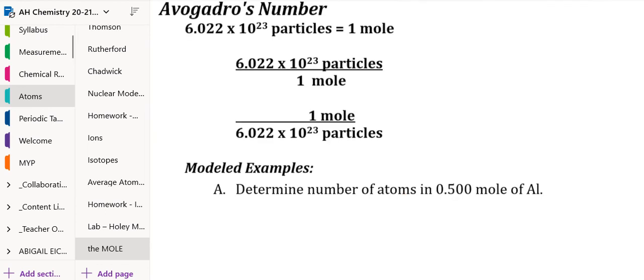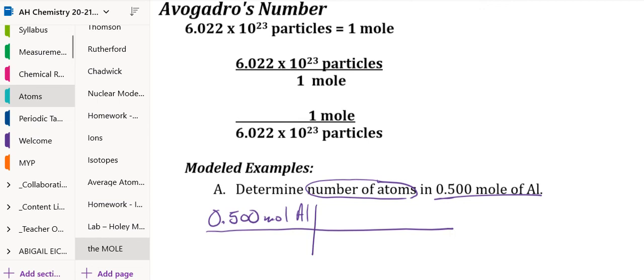So the first one: determine the number of atoms in 0.500 moles of aluminum. What are we given? We're given the moles of aluminum. And what are we asked to find? The number of atoms. So we have a new conversion factor that allows us to convert between moles and atoms. And that's Avogadro's number, right? We know that 1 mole of a substance is equal to how many atoms?